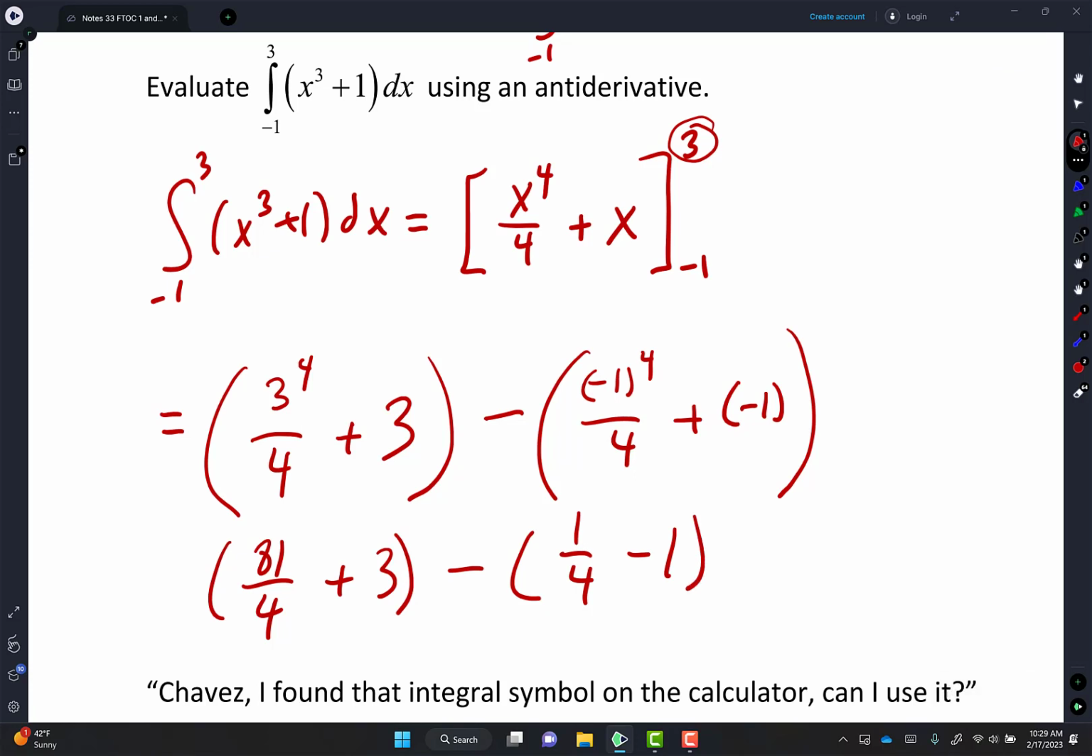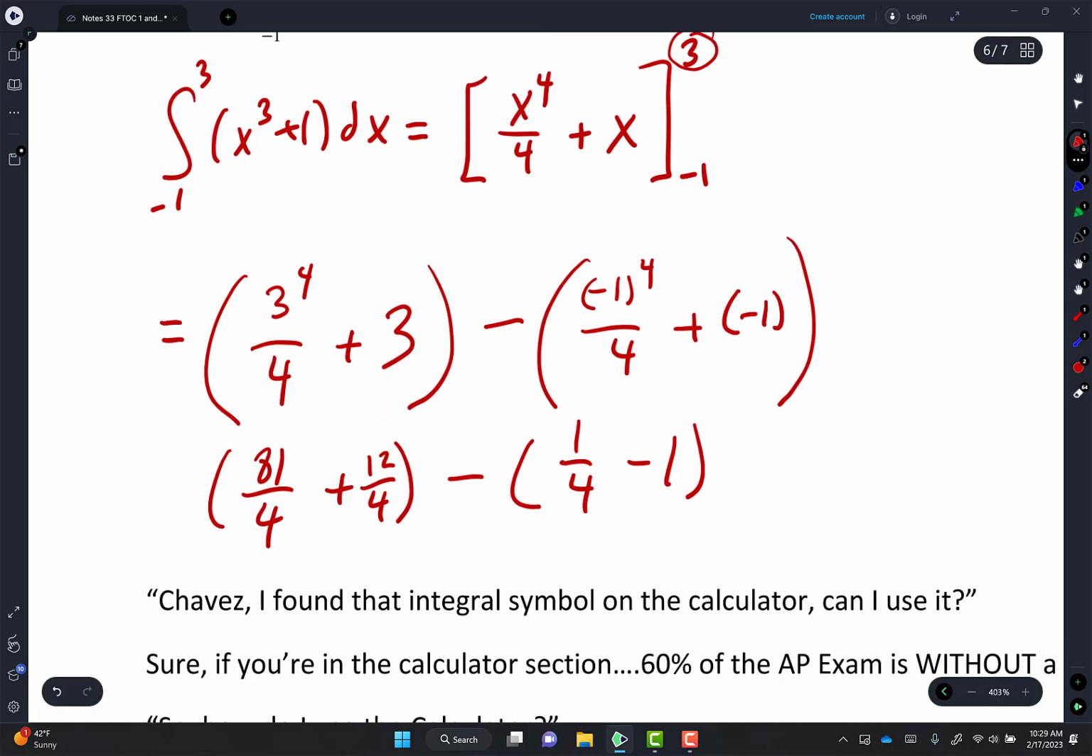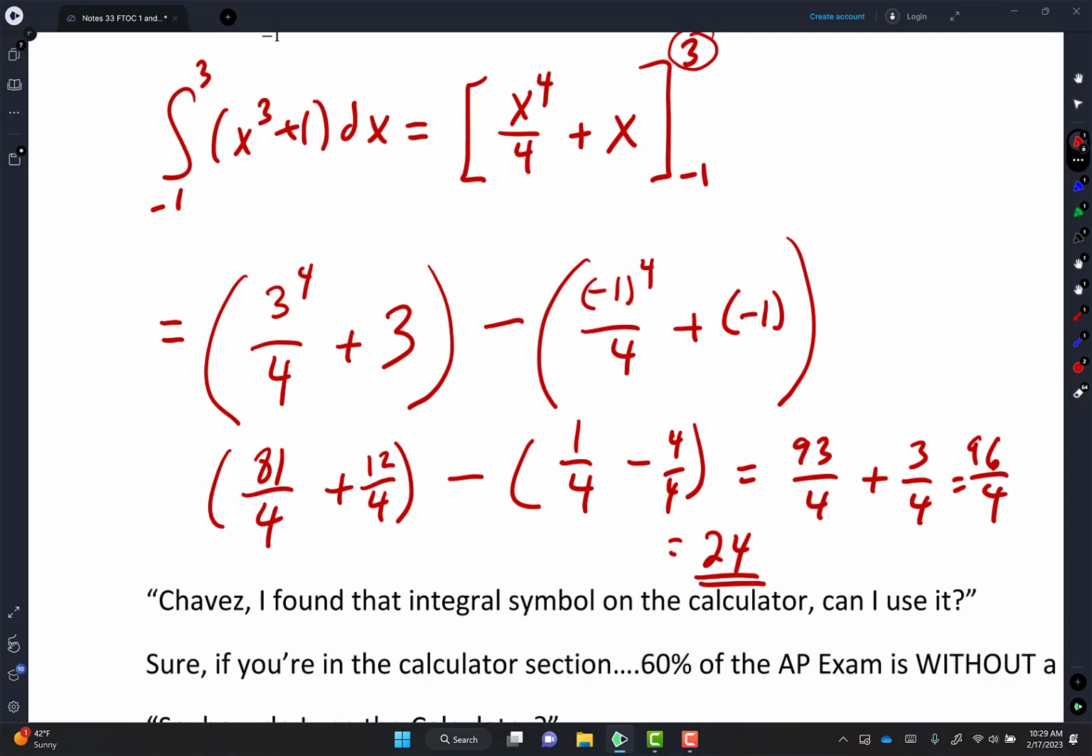3 times 4 is 12. So I'm going to change that 3 to a 12 over 4. And so here's what I see now. And I'm going to turn that 1 into 4 over 4. Equals 81 plus 12, 93 over 4 minus, let's see, 1 minus 4 is negative 3. So plus 3/4, 93, 94, 96. 96 over 4, which reduces to 24. Yeah, 24. Perfect. I think that's correct. How do you feel?